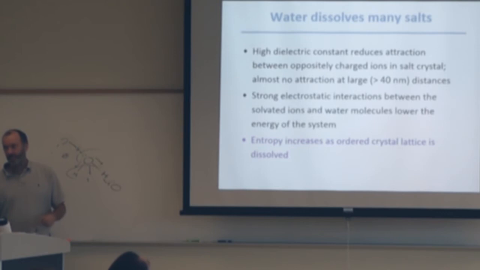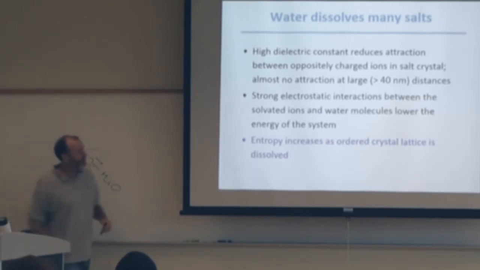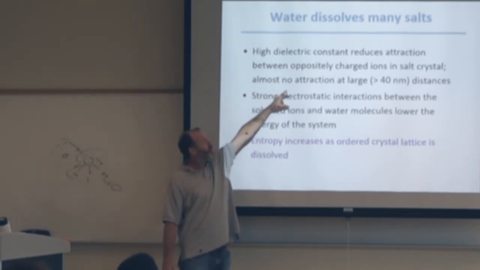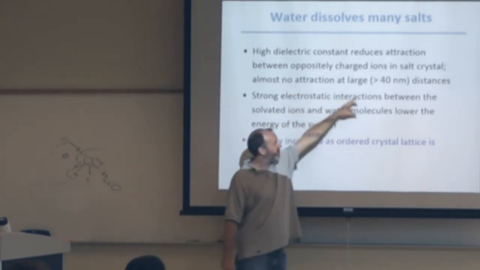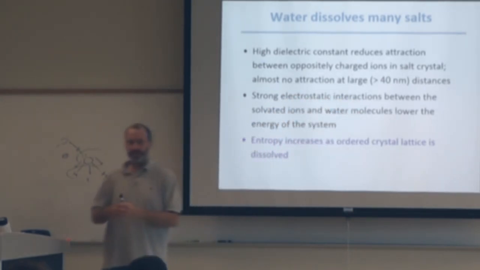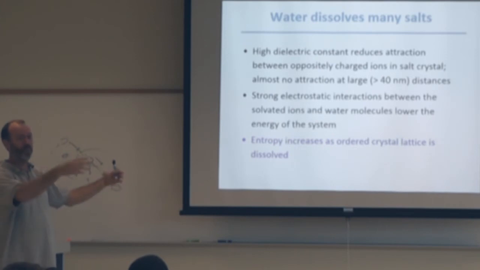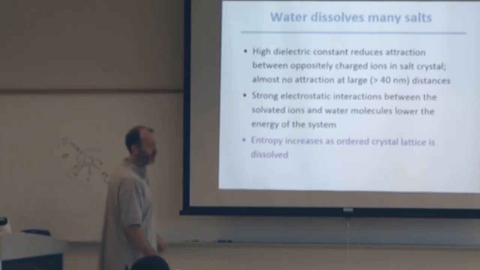Water also dissolves many salts. It's got a high dielectric constant, which reduces the attraction between oppositely charged ions in a salt crystal. So there's almost no attraction at large distances. Water helps spread those ions out, like sodium chloride. It'll help spread the charge out, and it increases the entropy because you actually dissolve the salt, but then the water itself is going to be more organized around those ions, so there's a decrease in entropy around those ions too.